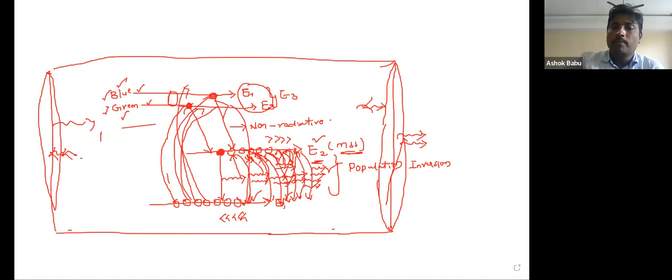At the same time, as particles are excited from the ground state to the higher energy state, the particles go on decreasing in the ground state energy level. At a particular instant, we observe that the number of particles in the E2 state is greater than in E1, which is called population inversion. After achieving population inversion, we get the laser.